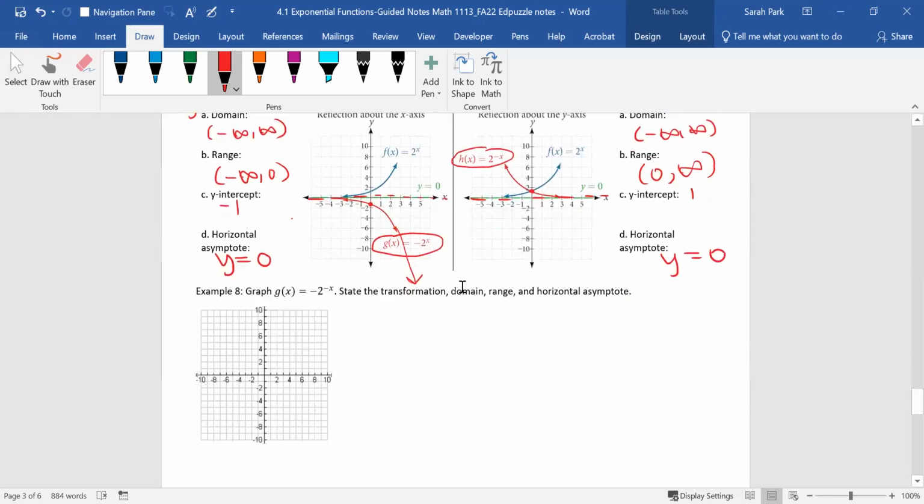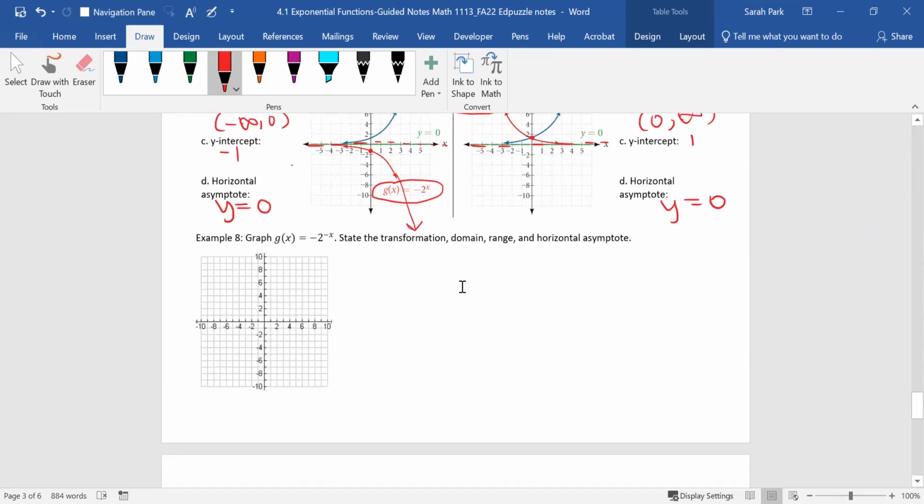Okay, example 8 says to graph g of x equals -2 to the -x, and we want the transformation, domain, range, and horizontal asymptote. This one also I would like you to try on your own, and we'll compare our graphs and the transformations in class.